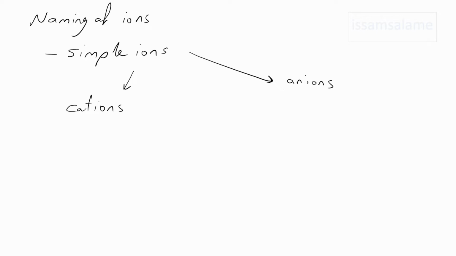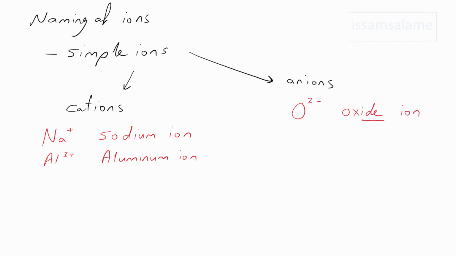Now, cations usually share the same name as their parent atoms, as you can see here regarding sodium and aluminum ions. While for the anions, usually the name of the anion ends with IDE, like here oxide, fluoride, and sulfide. Now regarding some ions that have more than one possible charge, like copper, iron, gold, silver, we should specify the charge in their name using a Roman number.